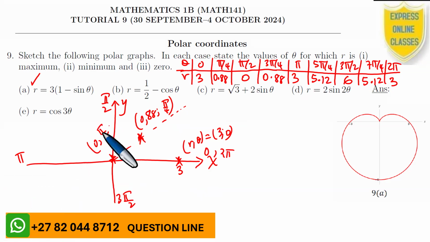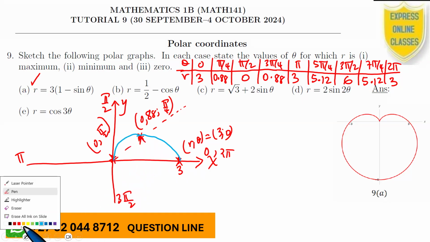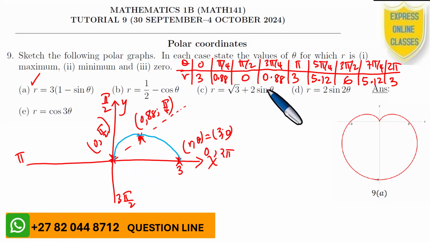Okay, this one we possibly did last time, but we're just doing it to make sure that we spend time on the polar graphs. Now, this one, you start here, and then you move to this. Now, 3 pi over 4 is this one.